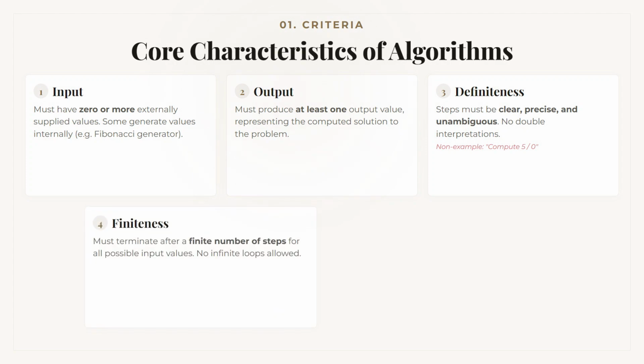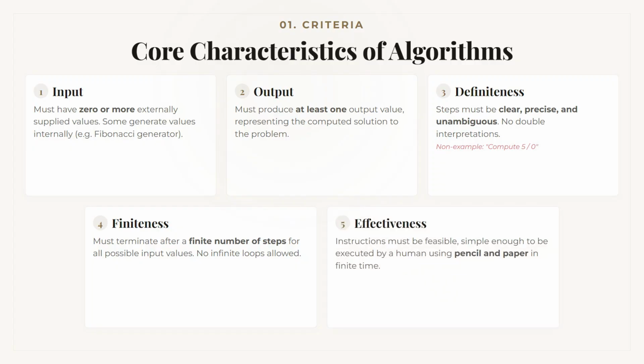The fourth characteristic is finiteness. An algorithm must always terminate after a finite number of steps. Regardless of the input values provided, the execution must eventually stop and produce a result. The fifth characteristic is effectiveness. Every instruction in the algorithm must be simple enough to be performed accurately within a finite amount of time. In principle, each step should be executable by a person using basic tools such as pencil and paper. These 5 characteristics: input, output, definiteness, finiteness, and effectiveness, are considered the fundamental requirements of a valid algorithm.